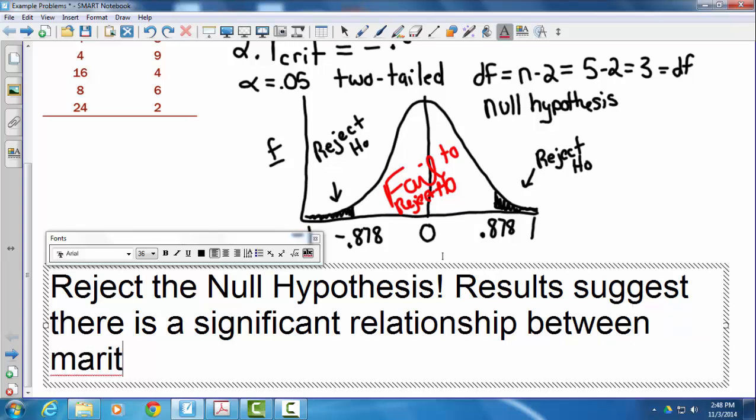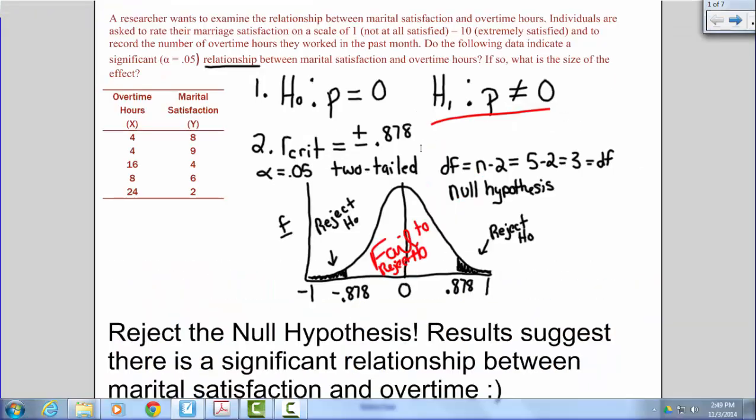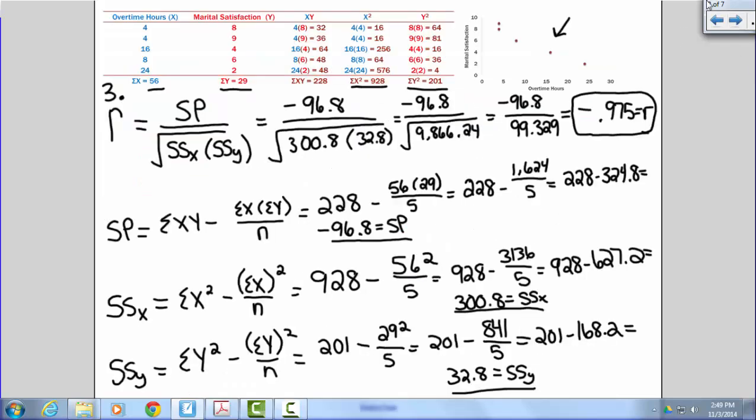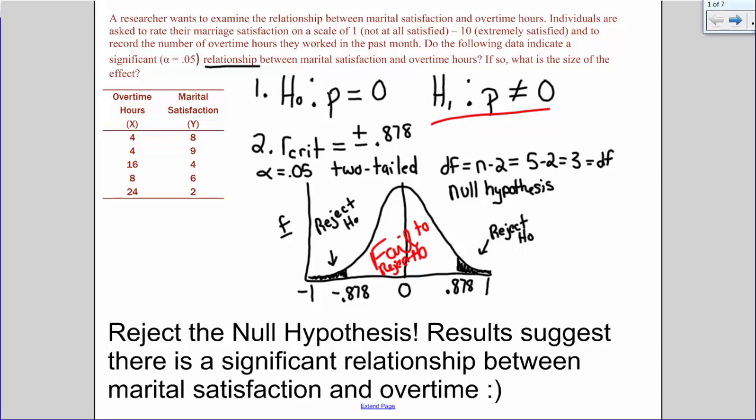Marital satisfaction and overtime. And let's make that nice and big on the screen so you can see it real well. So again, our calculated R value, negative 0.975, falls in that critical region. So we reject the null hypothesis and say that there is a significant relationship between marital satisfaction and overtime hours.